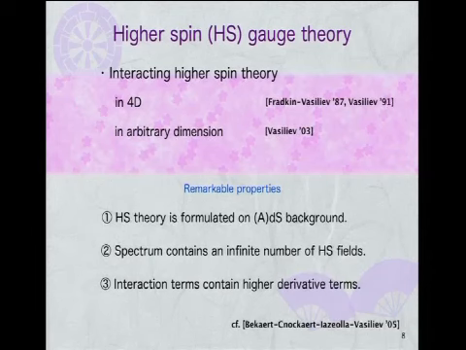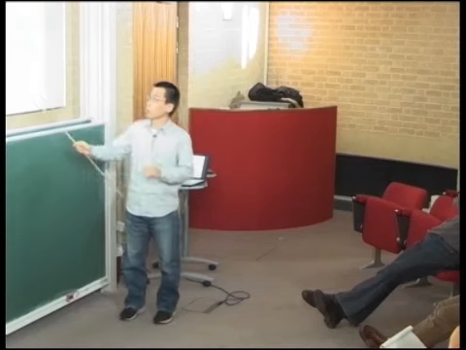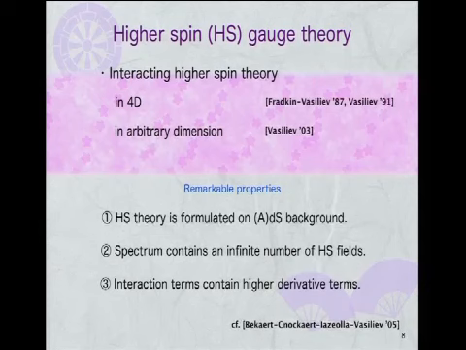And here, let me mention some remarkable properties of this construction of higher spin theory. First, this higher spin theory is formulated on AdS or de Sitter background, which is a curved background, which also means that this higher spin theory doesn't admit a flat limit. So the AdS radius may be quantized.